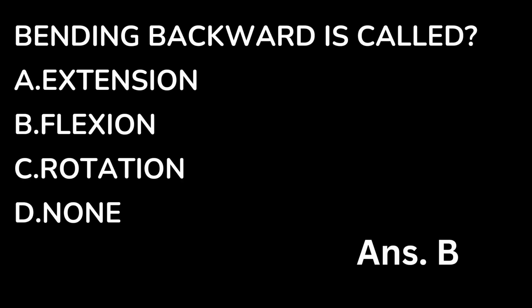Next question, bending backward is called option A extension, option B flexion, option C rotation and option D none. Here the right answer is option B, that is flexion. And about extension, it is the opposite of flexion, that is bending straightward. Opposite of flexion is extension.